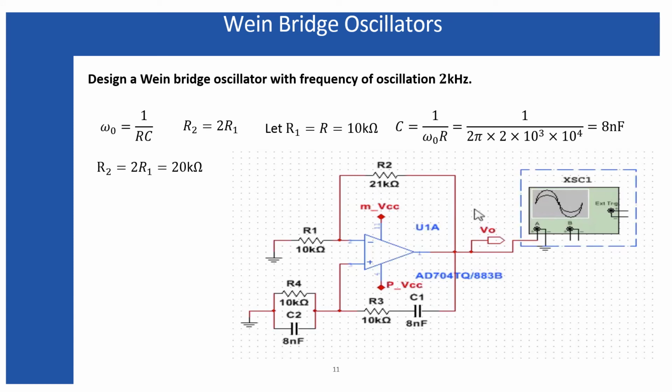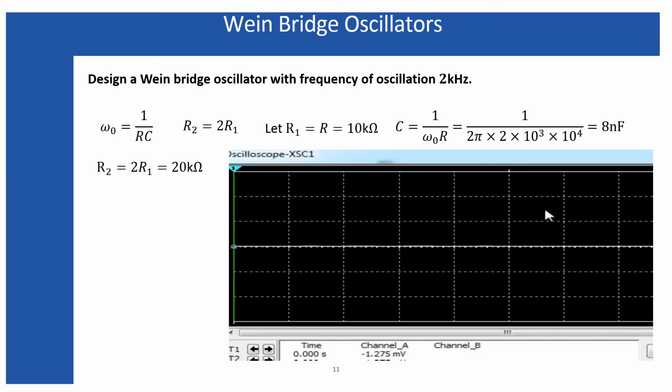Now let's see how it is producing this oscillation. Look here, the oscillation is produced more quickly in comparison to the phase shift oscillator, and that is why the Owen bridge oscillator is many times preferred over the phase shift oscillator.